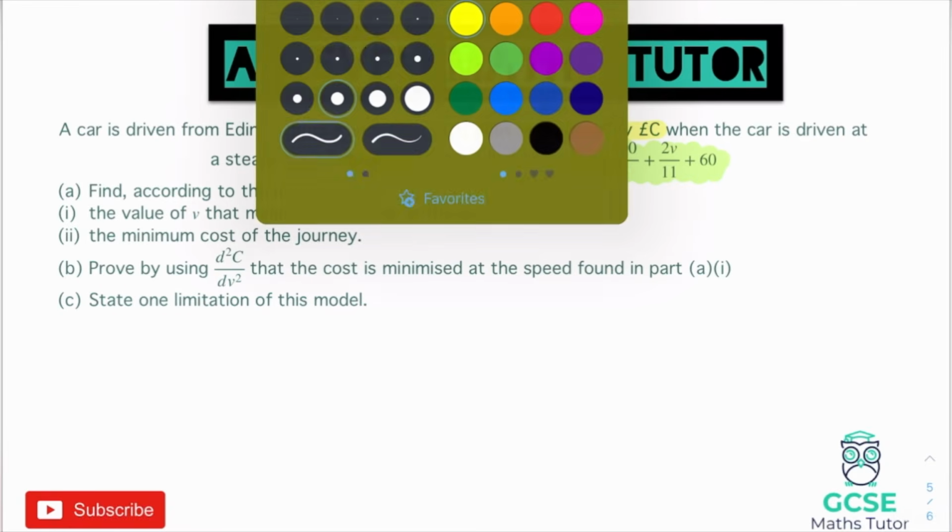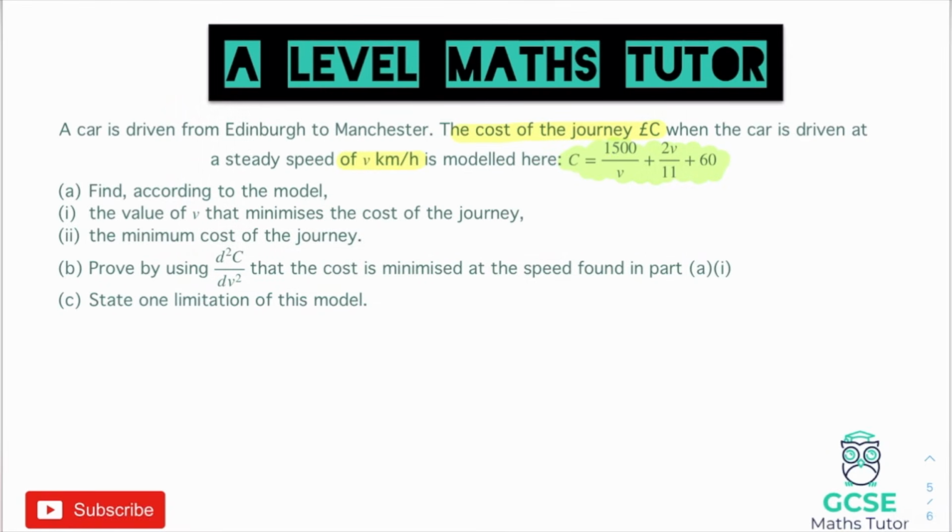The first thing that it asks us to do is find, according to the model, the value of v that minimises the cost of the journey. So if we want to find the minimum point or the minimum cost of the journey here, then we're going to want to differentiate this model. And if we differentiate the model, we can set it equal to 0 to find that point where the gradient is 0. And if we imagine what this would look like in terms of a graph, if we were to draw a little sketch of this, as it is 1,500 over v, is a reciprocal graph.